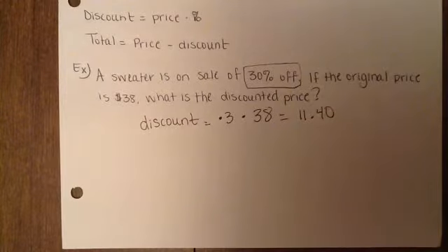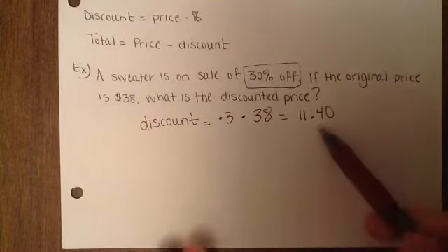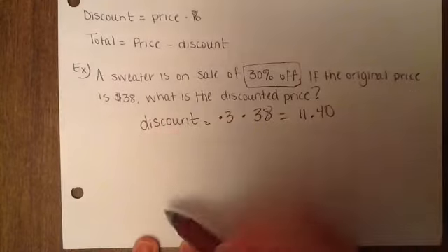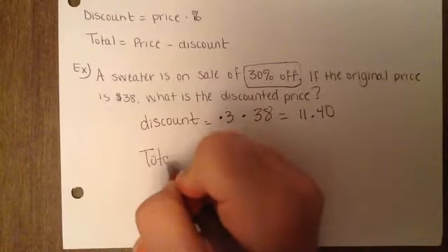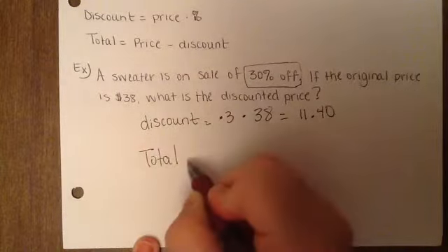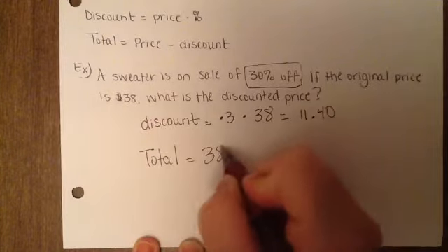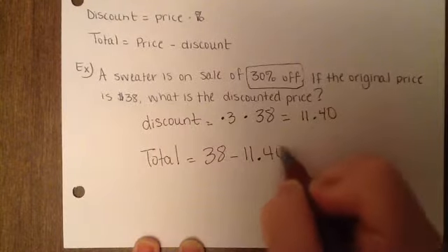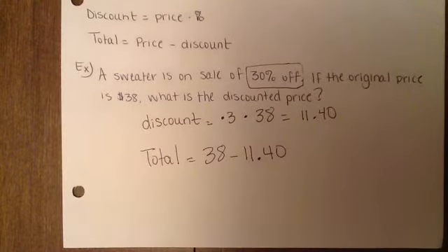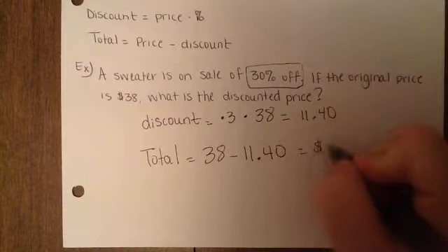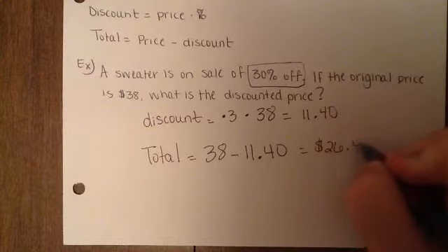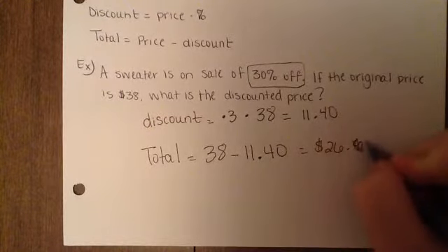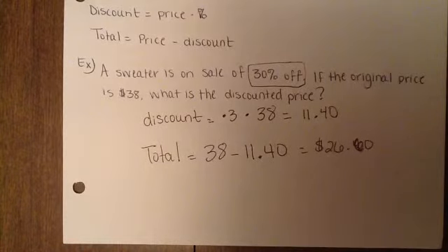That's not the price of the sweater, that's how much we save. So if I get to save this amount, what must I do next to find my total? Subtract that from my bill. The bill was $38, and I'm going to save or subtract $11.40. The new price of our sweater is $26.60.